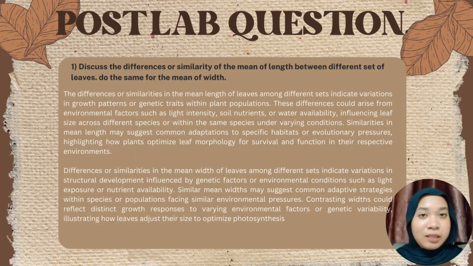For question 1, the answer is the differences or similarities in the mean length of leaves among different sets indicate variations in growth patterns or genetic traits within plant populations. These differences could arise from environmental factors such as light intensity, soil nutrients, or water availability, influencing leaf size across different species or within the same species under varying conditions. Similarities in mean length may suggest common adaptations to specific habitats or evolutionary processes, highlighting how plants optimize leaf morphology for survival and function in their respective environments.